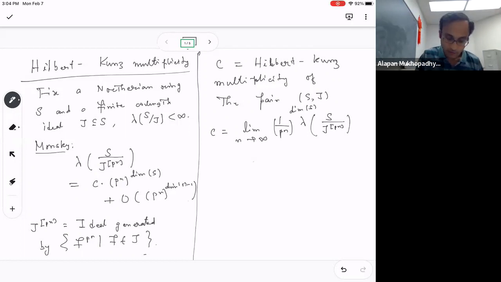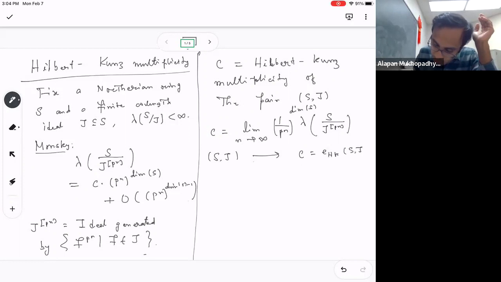Now you might ask why these numbers are important. Examples and results suggest that this association, sending the pair S comma J to the C, which I will denote by e_HK of S comma J, defines a multiplicity theory in positive characteristic. What do I mean by that? What's the role of a multiplicity theory? It should detect some notion of singularity, right? And how does Hilbert-Kunz multiplicity detect notions of singularities?